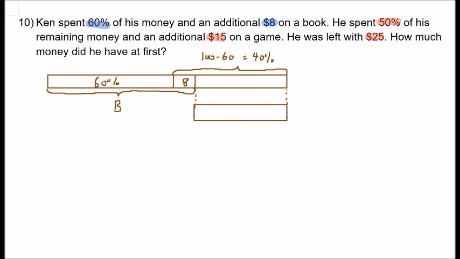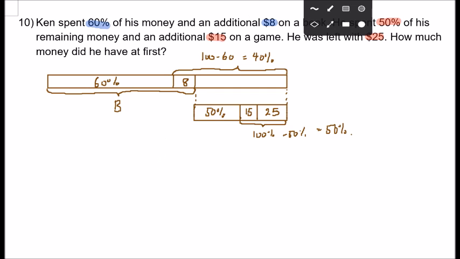So he spent 50% of the remaining money. So this will be 50% and an additional $15. And he was left with $25. So can you see that actually this side will be 100% of the remaining minus the 50% that he used. So this side will be the other 50%.